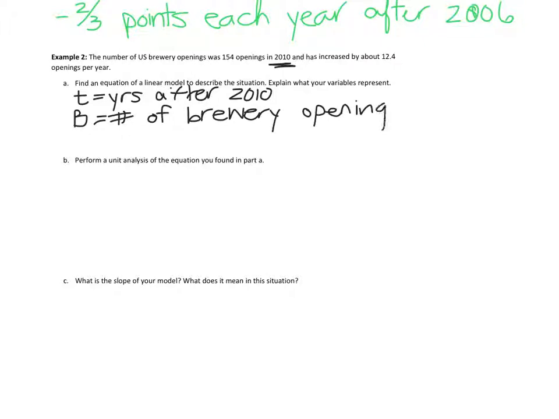Okay, now let's write an equation, a linear model. So it would be a function of time, so B of t. So notice that we had 154 openings in 2010. Well, if t is years after 2010, that 154 is like the y-intercept. All right, isn't that clever?